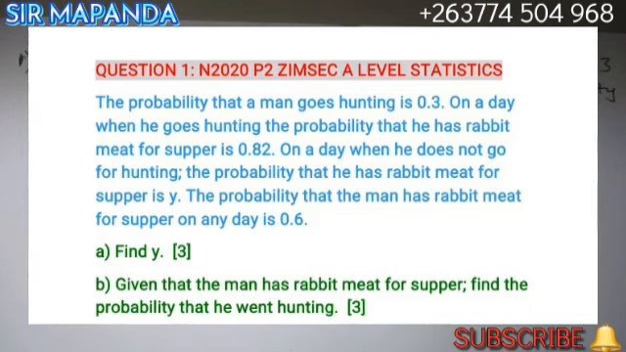It reads: the probability that a man goes hunting is 0.3. On a day when he goes hunting, the probability that he has rabbit meat for supper is 0.82. On a day when he does not go for hunting, the probability that he has rabbit meat for supper is Y. The probability that the man has rabbit meat for supper on any day is 0.6. Here comes the first question. Find Y. Right, so what you need to do first is you draw a tree diagram.